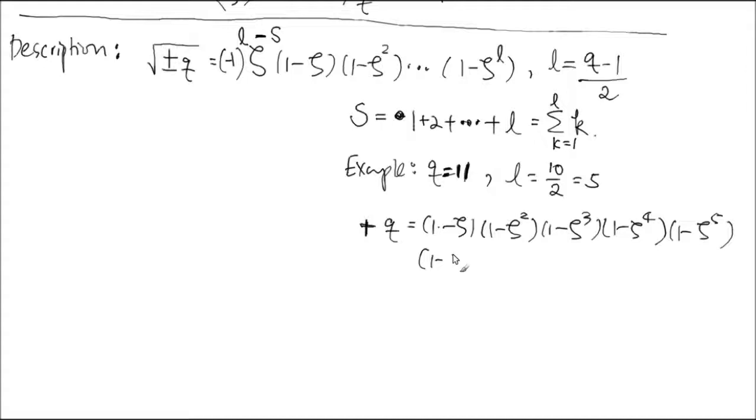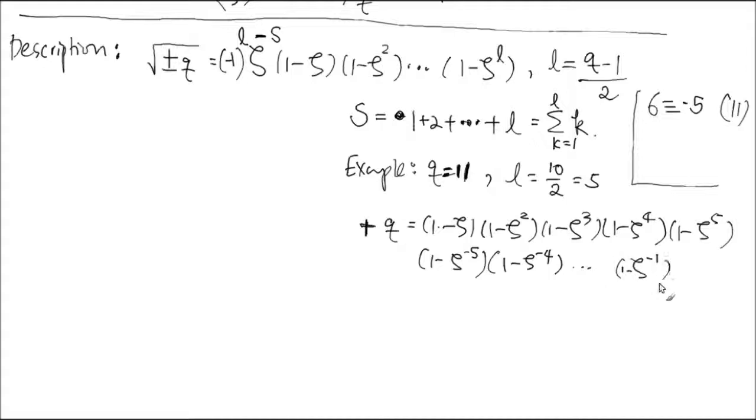Not 6. How do we write it? 1 minus zeta to the, instead of 6, how do we write it? The negative version, right? You subtract from 11. 6 is what in mod 11? This is happening in mod q, in the exponent. So what is that equal to? Negative 5, correct? So negative 5 appears. Does that make sense? And then the pattern just goes down like this, all the way down to 1 minus zeta to the negative 1. Is that all right?